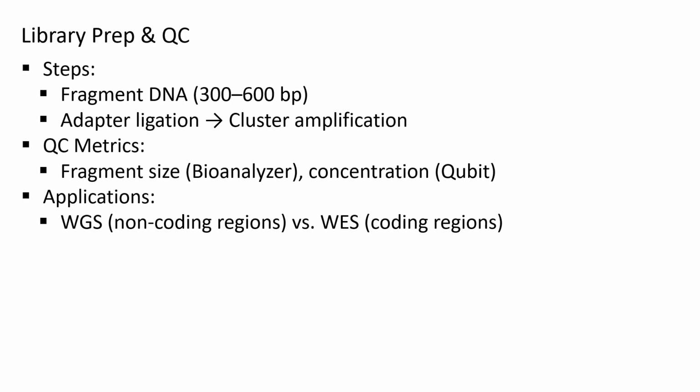After getting this sequence, library preparation and QC is one of the important things. The steps are to fragment DNA. You take fragments of 300 to 600 base pairs, and then you have adapter ligation and cluster amplification. For QC, you can analyze the fragment size by Bioanalyzer and the concentration using an instrument called Qubit. And then for applications, you can essentially distinguish the non-coding regions from the coding regions. Several other applications also exist.